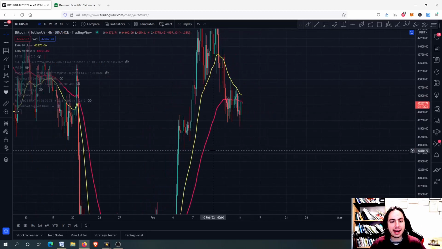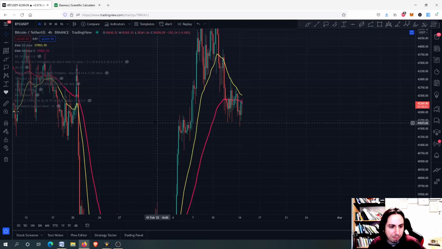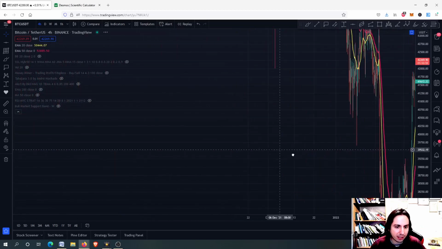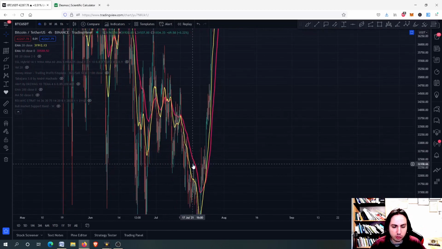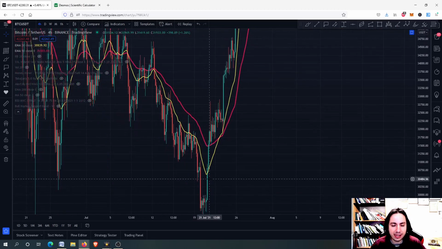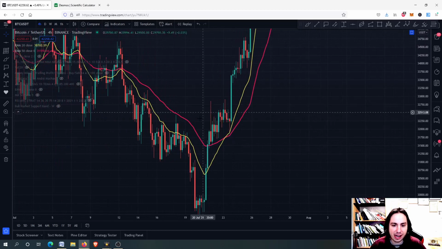When we have an uptrend, when we have an impulsive wave, let's go back to illustrate what I mean, back, let's say, to July, when we had this outbreak. Here you can see we had an outbreak. That means the price went above the 50-day EMA, the red line, you can see that.